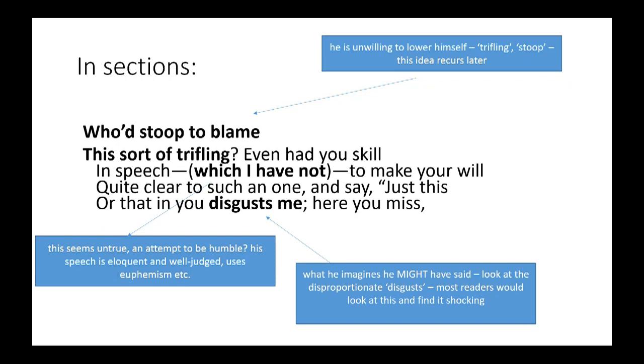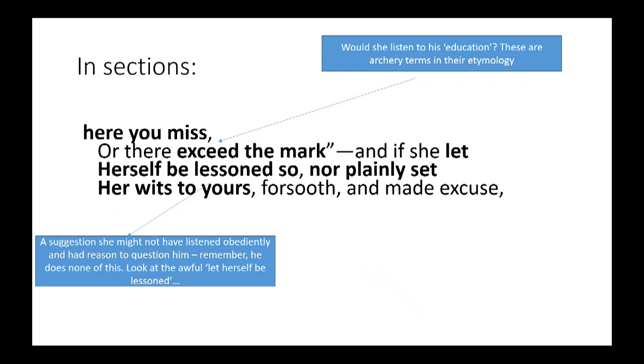If he sat down with her and was able to make himself clear and say to her, just this or that in you disgusts me. Here you miss or there exceed the mark. She either misses the mark and she doesn't do enough, or she exceeds the mark and she does too much. If she let herself be lessoned so, to be taught, if she allowed herself to be taught, I hate that phrase. It's horribly patronizing, but also threatening. It's a father, like a punitive father to a daughter, isn't it? It's certainly not husband and wife.